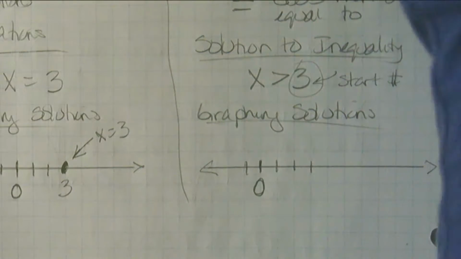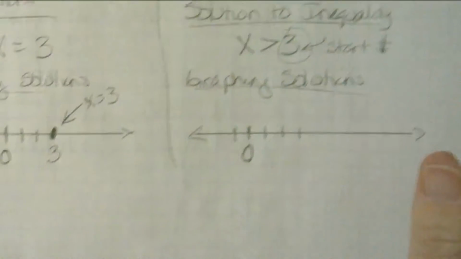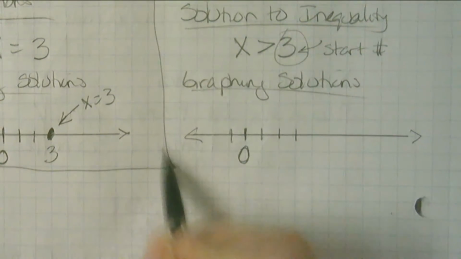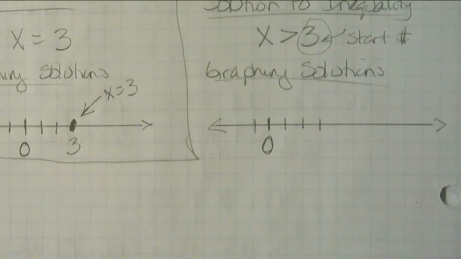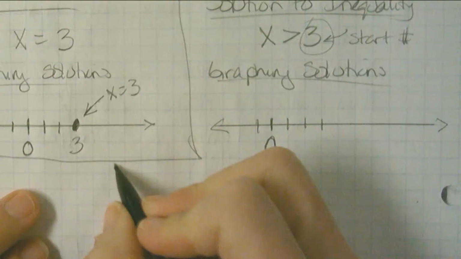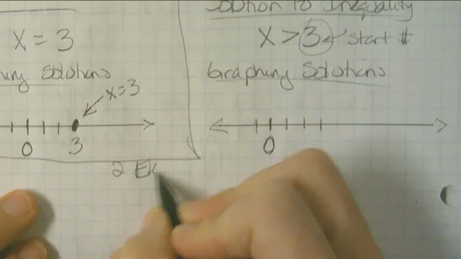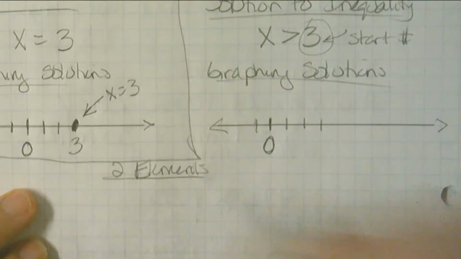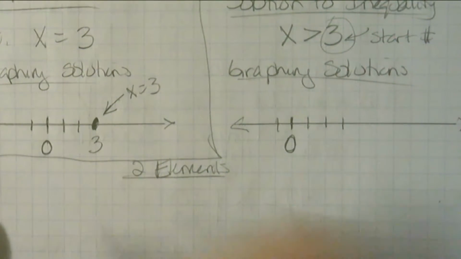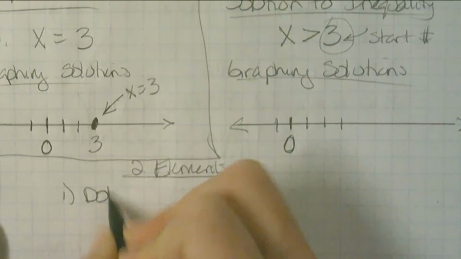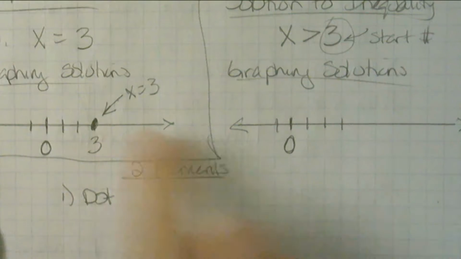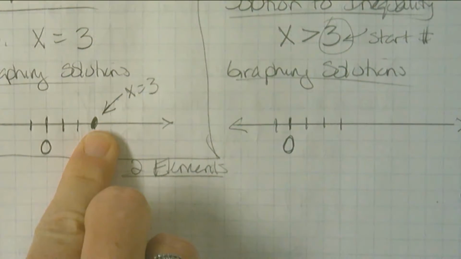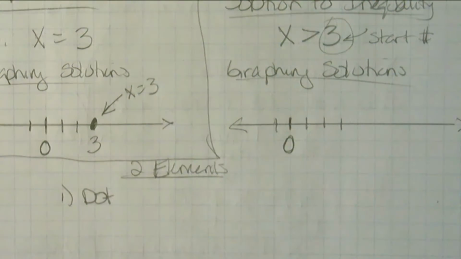All right, there are a couple things that we need. There's 2 elements that we need to graph inequalities. The first one is our dot. Our dot here for the x equals 3 was just a closed-in dot.